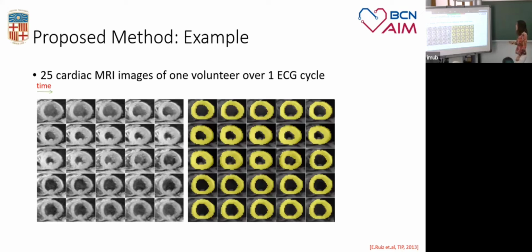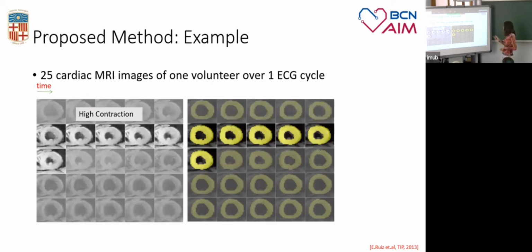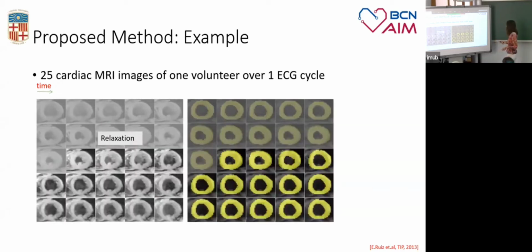So you see 25 cardiac MRI images here, and we wanted to segment the myocardium. You can see that it's quite challenging because we have the papillary muscles and the trabeculations that have a lot of inhomogeneities. The results were really nice because we were able to deal with the papillary muscles and some of the inhomogeneities. Also in the high contraction, which is more difficult to segment because the shape is deforming quite a lot, even like this, the results were very good. And the relaxation in the first frames is also very challenging, and the results were very good.